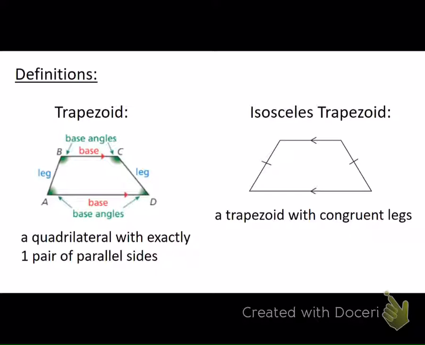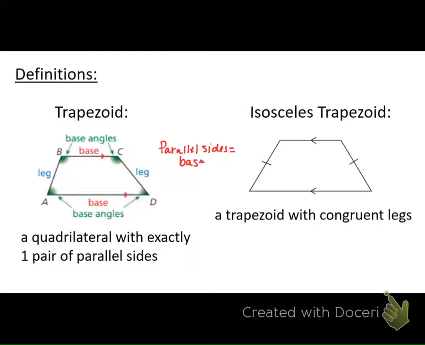So you guys need to understand what all of these words mean. These are base angles. Both sets are base angles. It doesn't matter which one it's sitting on, because it could sit up here or it could sit down here. So these are both considered bases. The sides that are parallel are the bases. So a quadrilateral with exactly one set of parallel sides is a trapezoid.